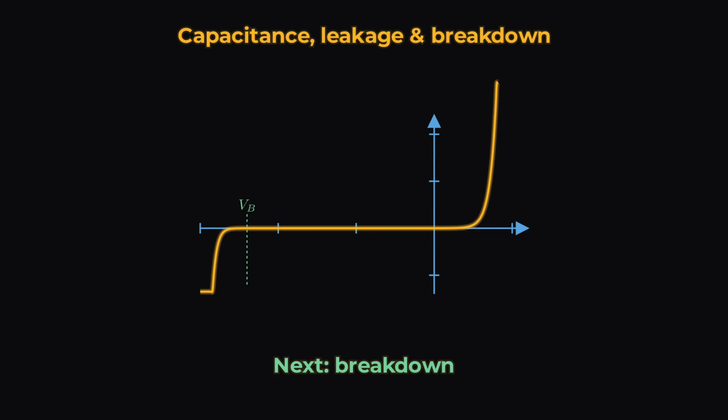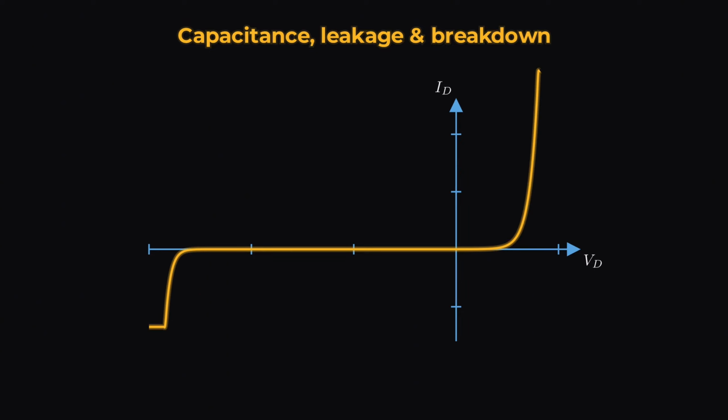Past a certain reverse voltage, the behavior changes sharply. Next, we examine breakdown. Breakdown is the sharp rise in reverse current past a certain reverse voltage. Below this voltage, the diode blocks. Above it, current increases rapidly. Two distinct mechanisms cause it.